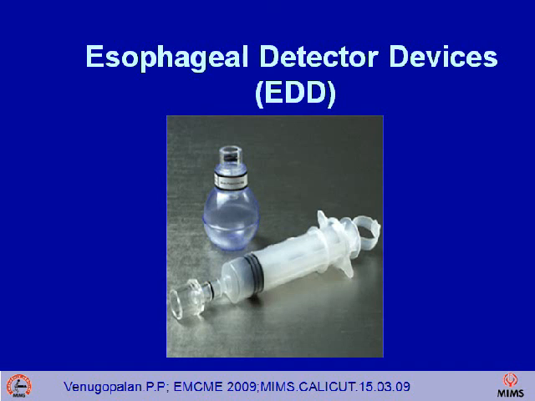It can be attached to the endotracheal tube and you can withdraw. If you have resistance to withdrawing the syringe, or the inflated then deflated bulb is not re-inflating to its original position, it means the tube is in the esophagus.